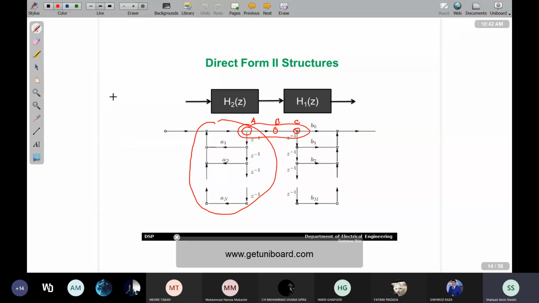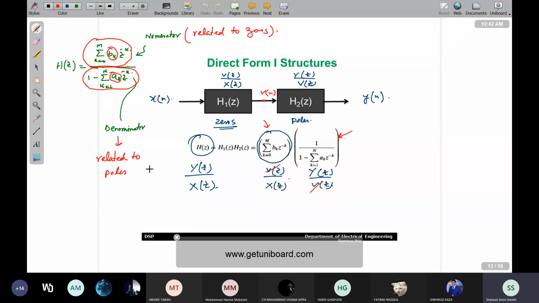Any confusions? If you have tried to do something about it, tell me if there is any confusion. Shazur, Shanze, Mehrtaba, any confusions if you have done something about it? No sir. Okay, great.